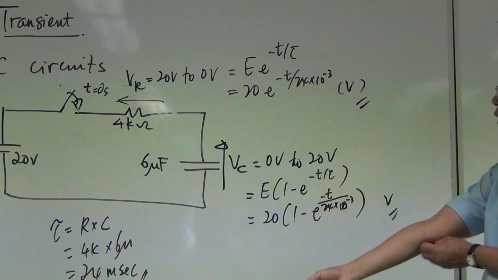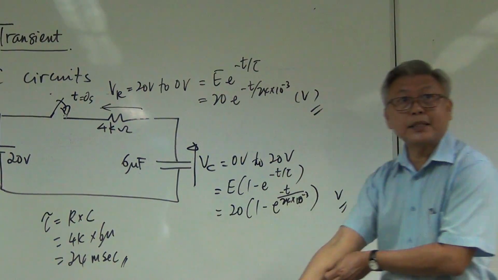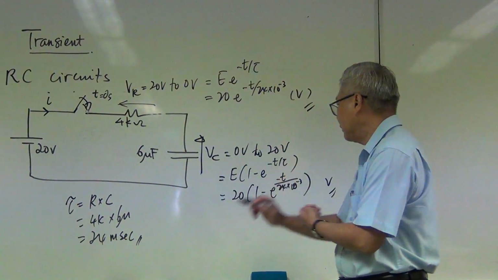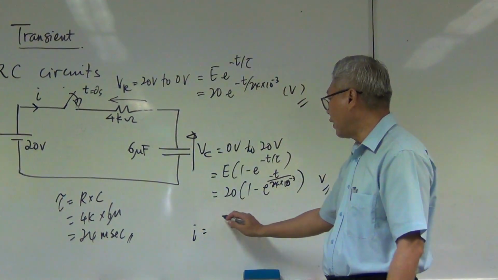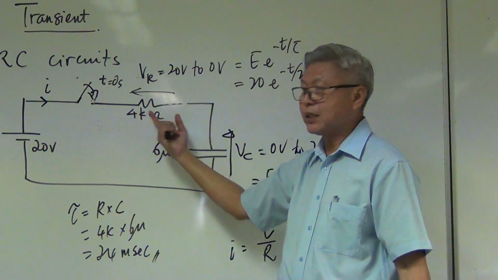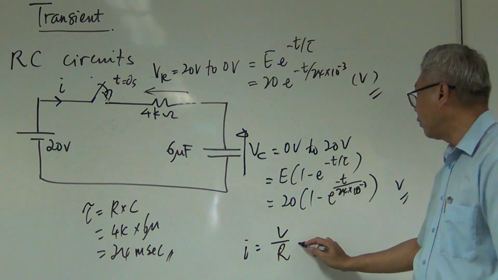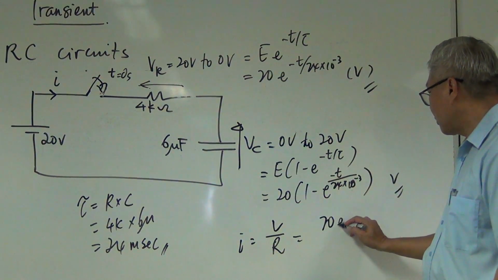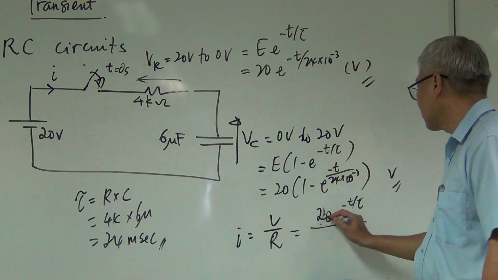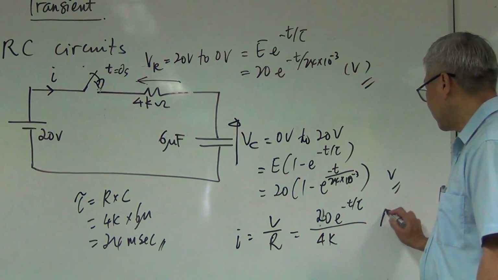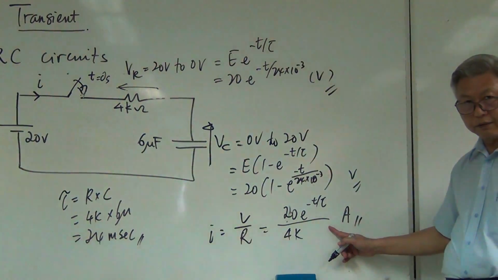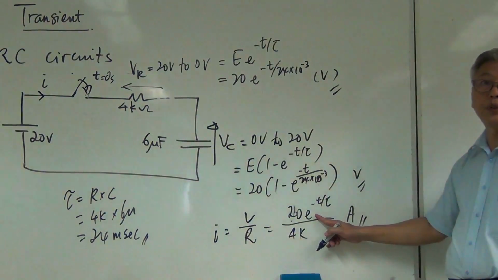Okay? Alright, so now let's talk about the current through the capacitor in this circuit, I. Now if I were to calculate the I, I would use V over R, right? Ohm's law. Ohm's law says if I know the voltage and I know the resistance, voltage divided by resistance gives me current. So my voltage is a decreasing function, 20 e to the power minus t over time constant, divided by my resistor 4 kilo ohm. So that's the current. So when you look at this current, is this an increasing function or decreasing function? It is a decreasing function because it's without a bracket.